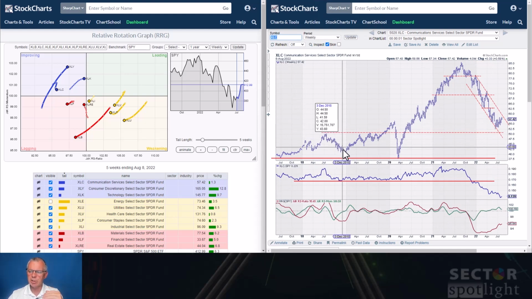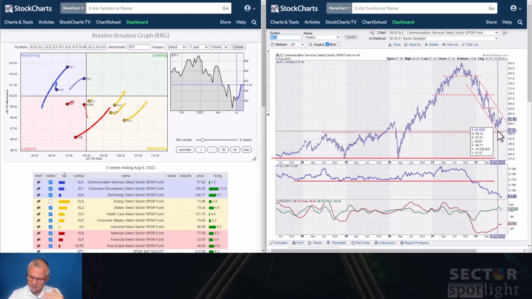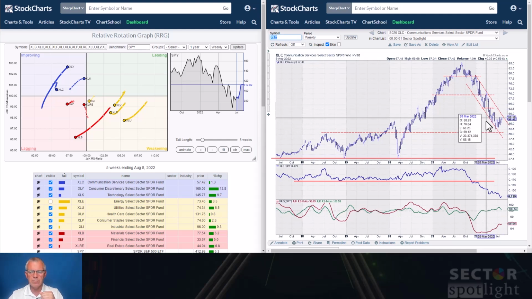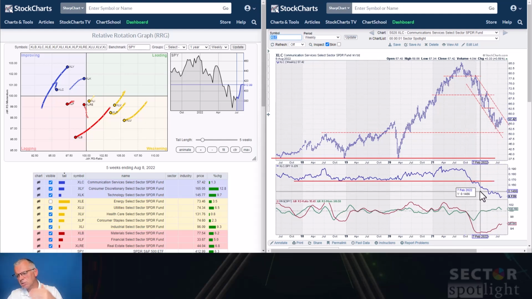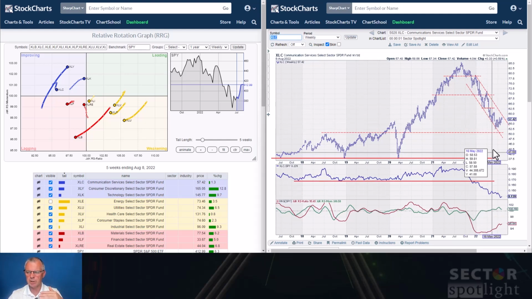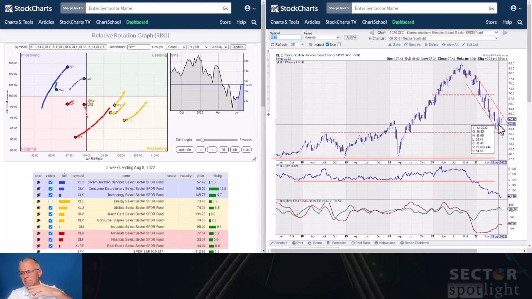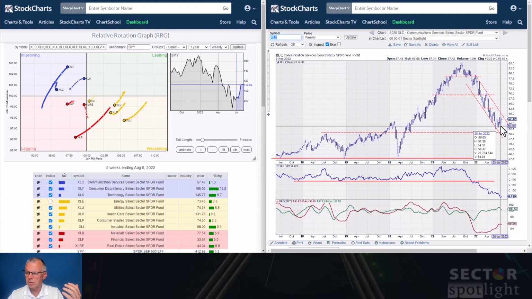Here is communication services. We did see a bounce, it's inside the falling channel, and relative strength has just deteriorated further. So it's not strange if we see more relative weakness. There's no guarantees here, but it looks as if we just rallied within the falling channel and we're preparing for a new move lower inside that falling channel.